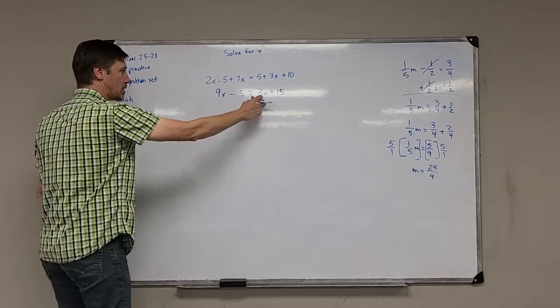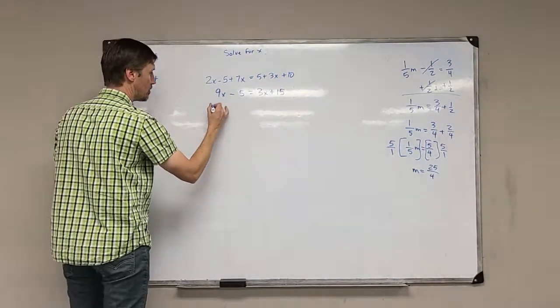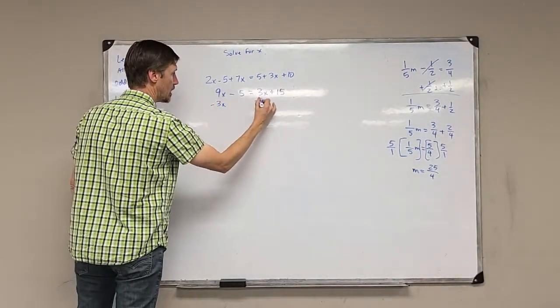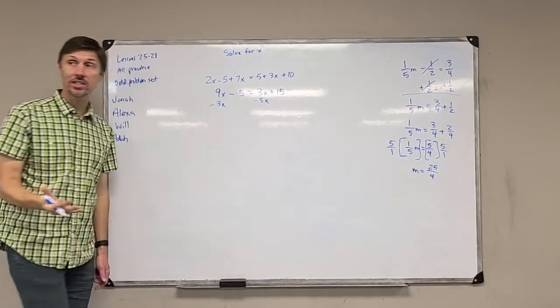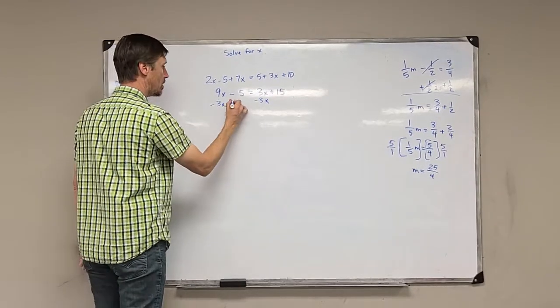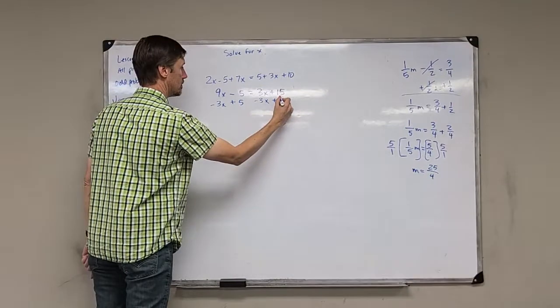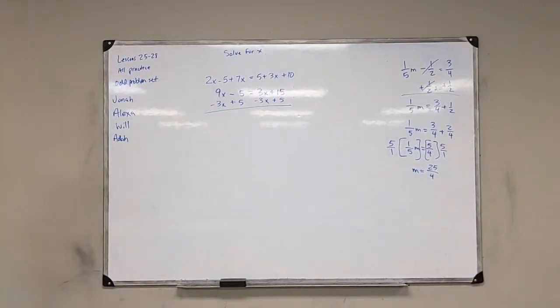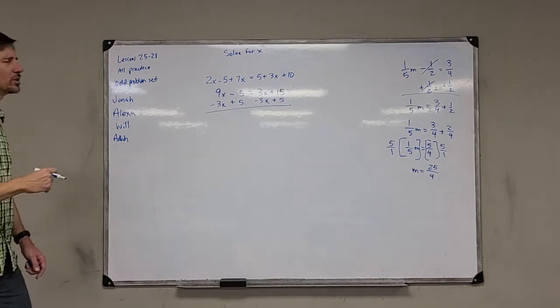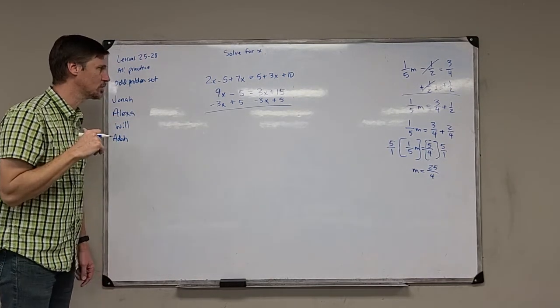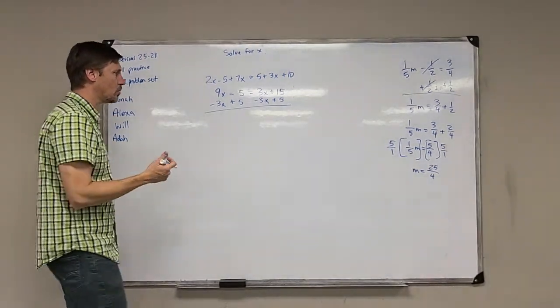I'm going to bring my x over here so that my x terms will stay positive. So I'm going to subtract a negative 3x from both sides. I could actually do this in 2 steps if I want to and say I'm also going to add a 5. I know that's mind-blowing, right? You don't have to do it in 1 step. You can do it in 2 separate steps. But I'm going to go ahead and do it in 1 step.